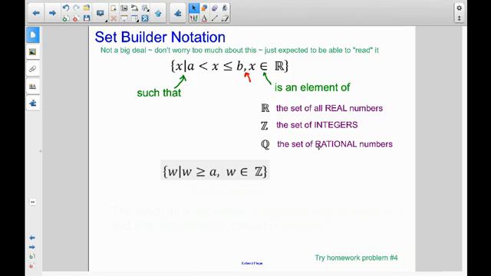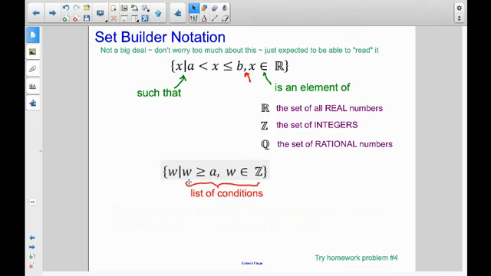Something that is not a rational number, something that's irrational, would be pi, because pi goes on and on forever. Another thing that's irrational would be something like the square root of 2. It goes on and on forever. That would be irrational, not rational. So have a look at this and see if you can work out what this means.